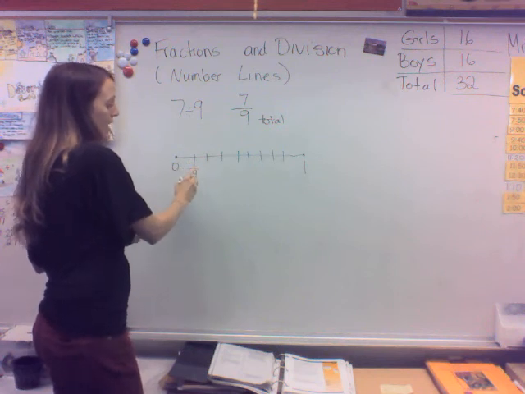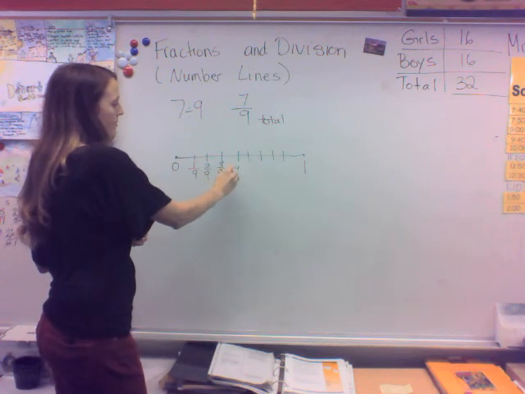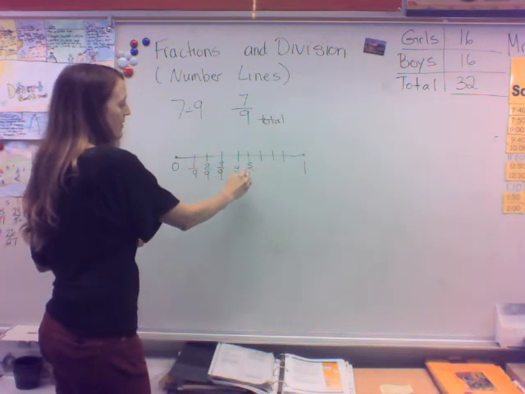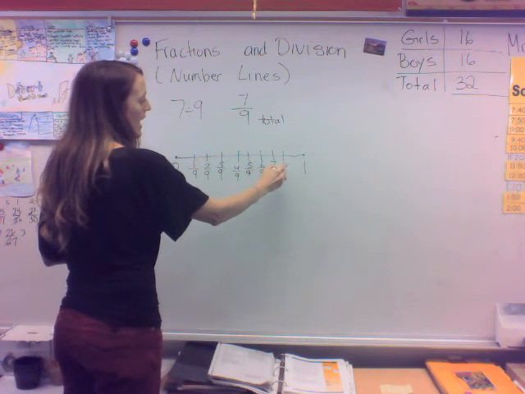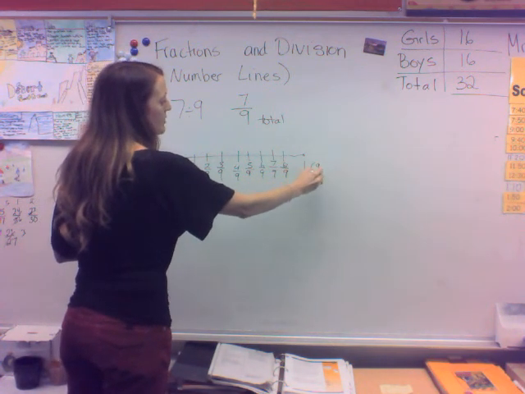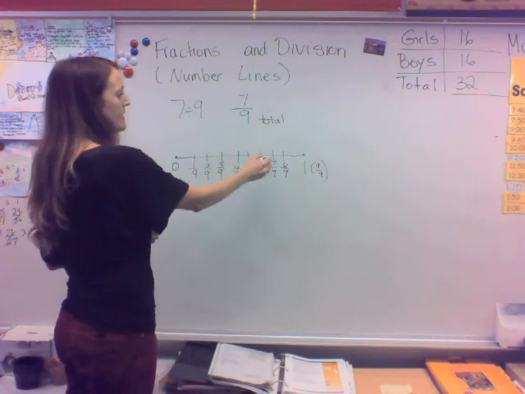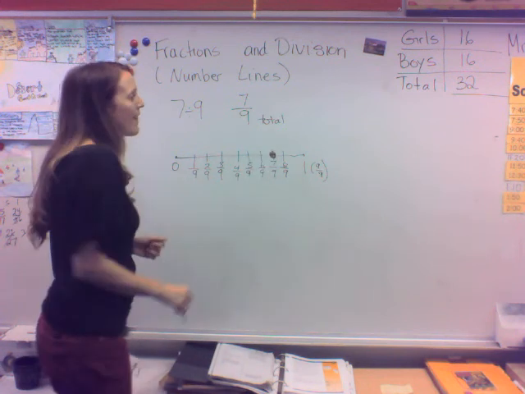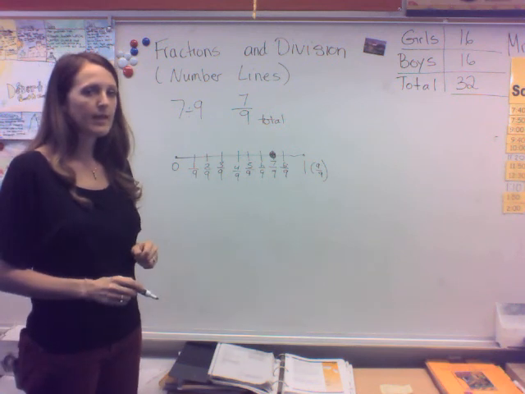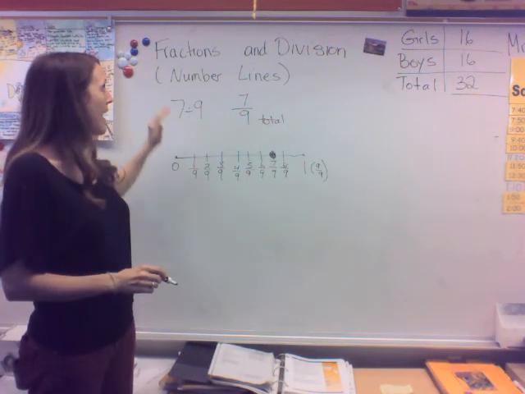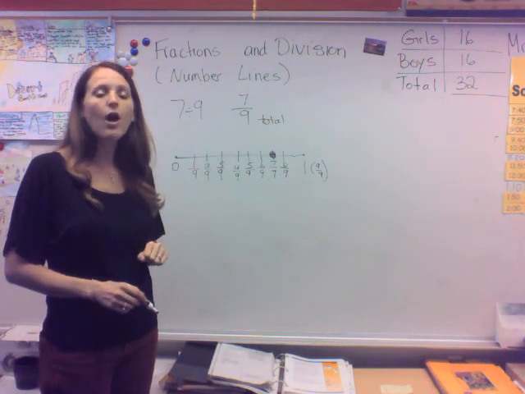I have 1 out of 9 pieces, 2 out of 9, 3 out of 9, 4 out of 9, 5 out of 9, 6 out of 9, 7 out of 9, 8 out of 9, and remember, once you hit 9 out of 9, that is your whole, and then simply label it. And that is how fractions and divisions are related, and how we put those numbers on a number line.